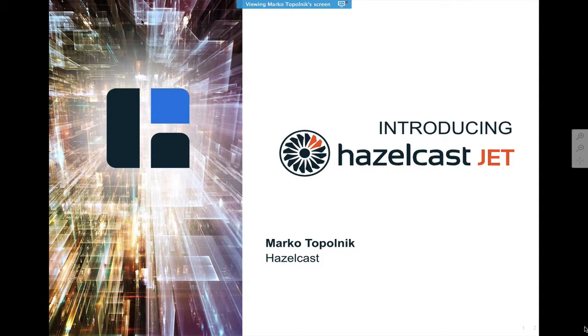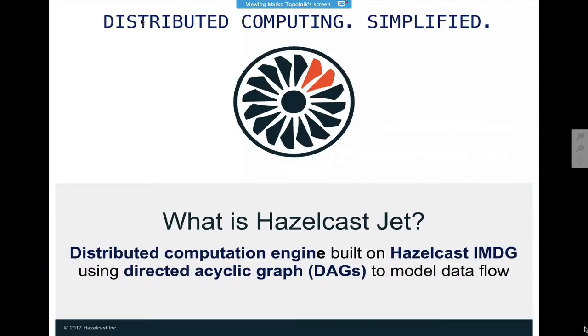Hi, thanks. Introduction is done. I'll be talking about Hazelcast Jet. In a few brief words, this is a distributed computation engine which is built on Hazelcast IMDG technology. It's using something called a directed acyclic graph to model data flow, but this is kind of a low-level concern. We won't be spending much time on it.